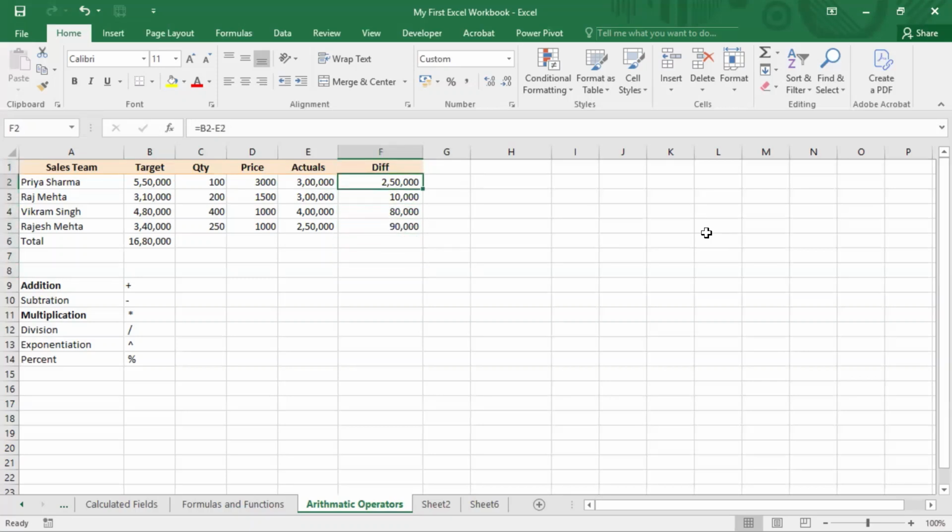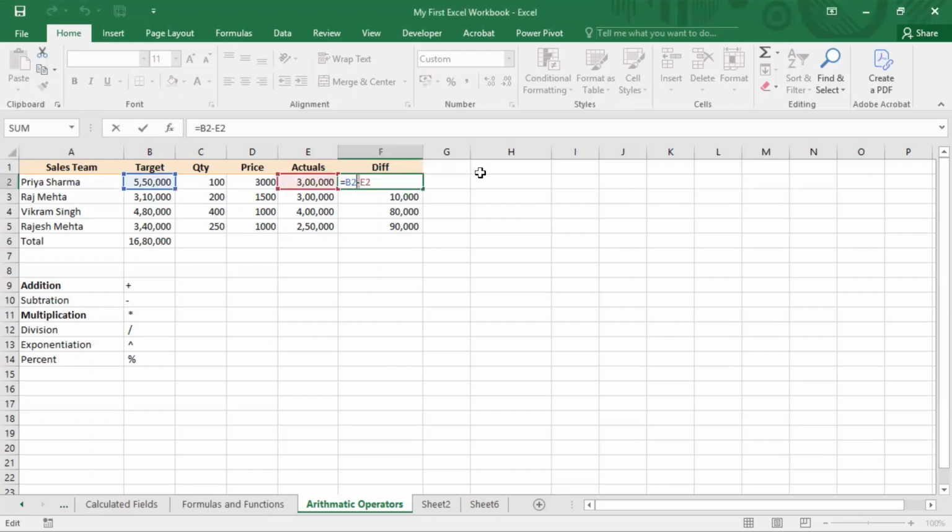So this is how you use the subtraction symbol to subtract values from one to another to get the difference. So we got the leftover or the remaining target that has to be achieved. So this was subtraction.